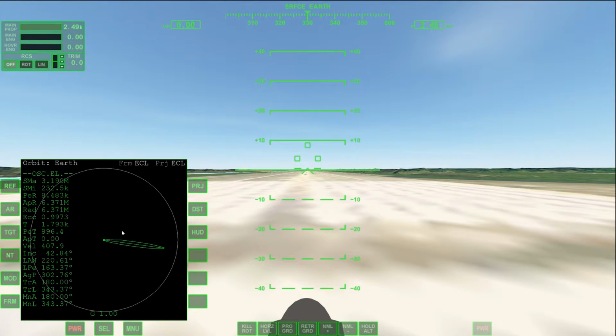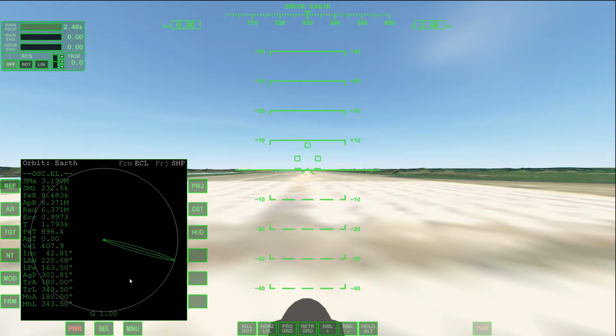So the very first thing I want to do is hit the project button, because it's not set to the ship. It's actually set to ECL. Don't worry about what that means right now. But I'm going to hit ship, and obviously that's going to show us right there. Now, this gray line is the surface of the Earth. This is what we're sitting on right now. This gray line right here is where we're sitting.